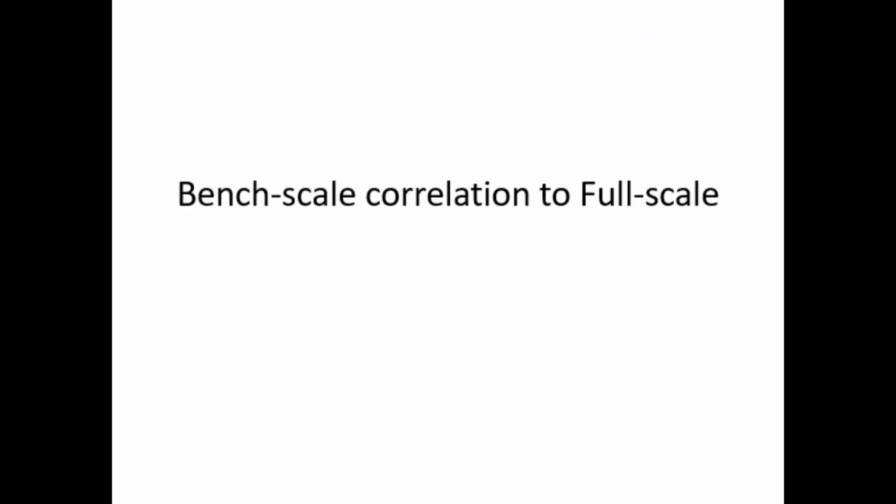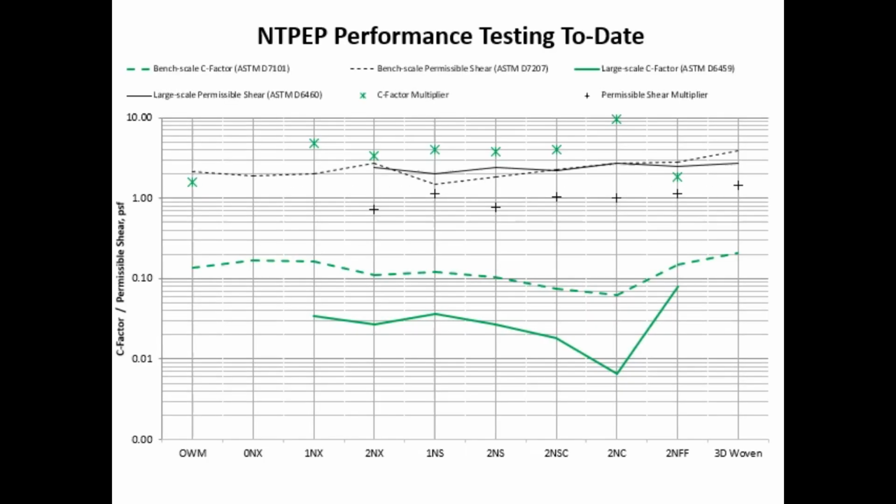So, the natural question is, do bench scale results correlate well with large scale results? This plot of average results for several types of RECPs shows that the correlation is pretty good. For most RECP types, the results are very similar.